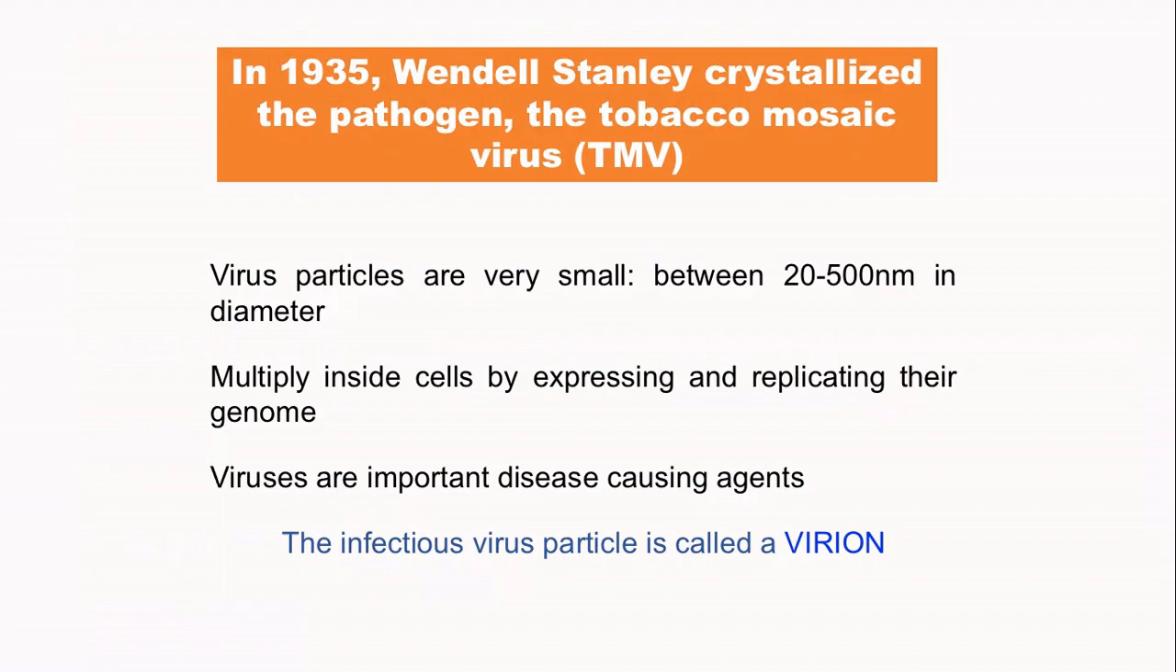Now let us get to know some of the characteristics related to viruses. Virus particles are very small. They are even smaller than a bacteria, and they multiply inside the living host only, and they cause diseases. The infectious particle of a virus is known as a virion. So don't get confused with this word. Virion is an infectious virus particle.